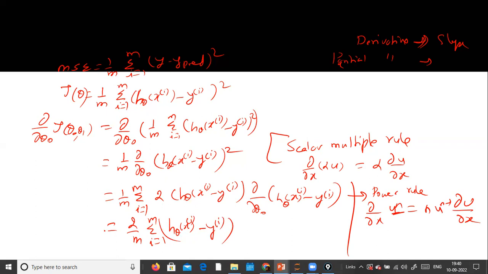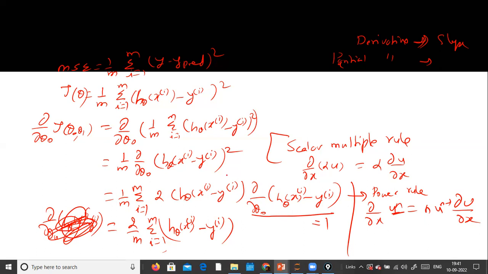Here in this case, for example, dou by dou theta naught of h theta of the i-th value of x minus the i-th value of y. We don't have space, so I thought of writing it here. This entire thing will become 1, hence you will get this value: 1 into this one. Now the question is how I got 1 here.